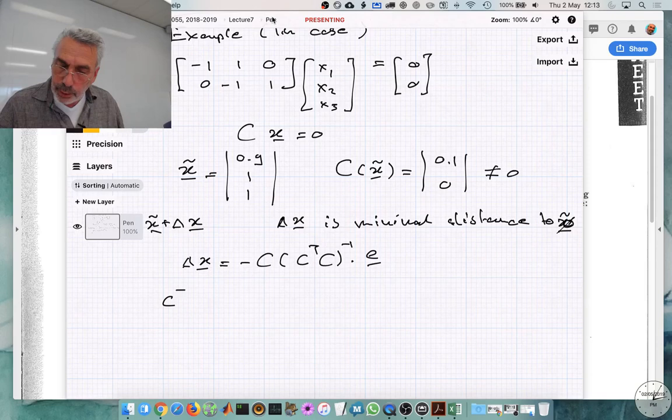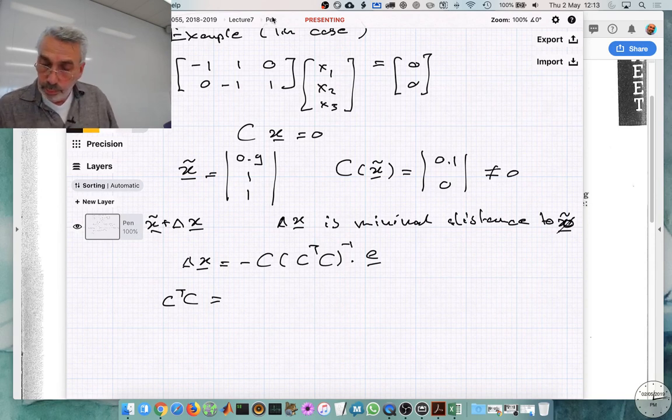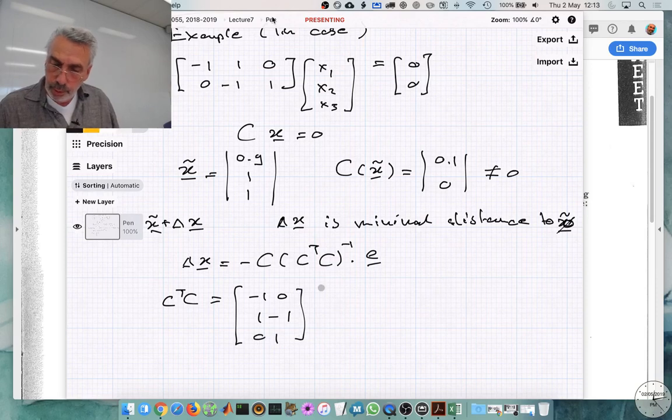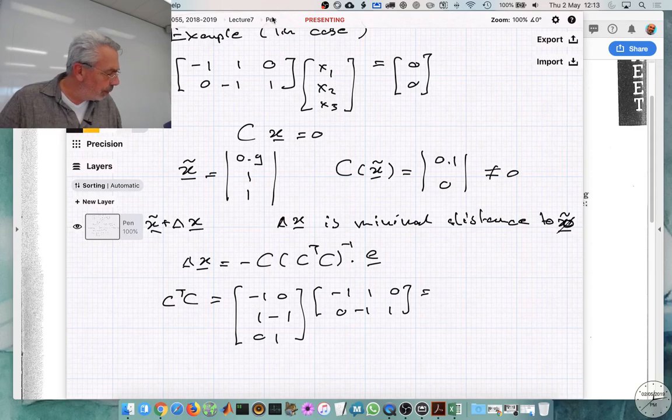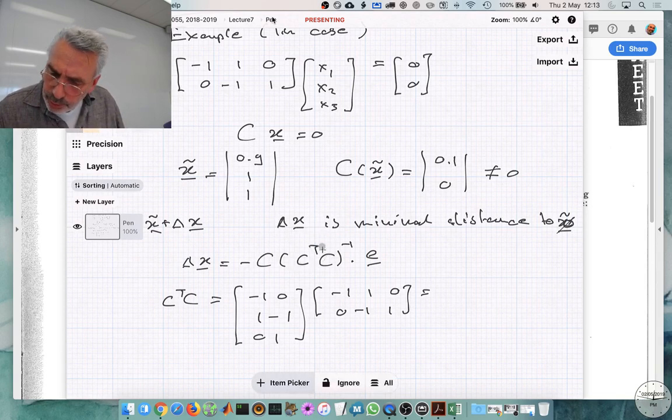So the first thing we have to calculate is C transpose times C. Well, if this is the C matrix, right, then shall we write it out? Minus 1, 0, 1, minus 1, 0, 1, and then minus 1, 1, 0, 0, minus 1, 1. I did do something wrong. Must be C times C transpose, yeah. It's not a good day today.